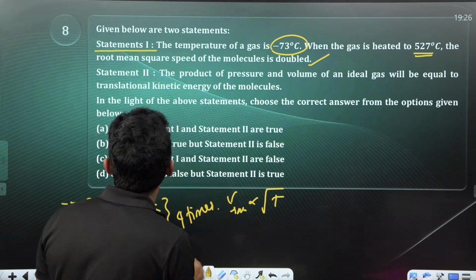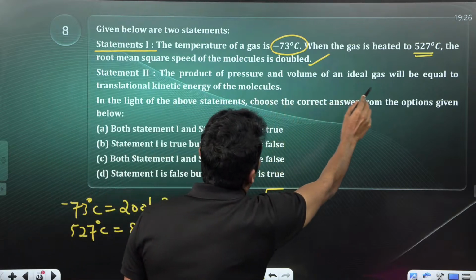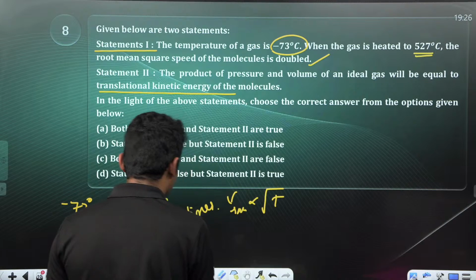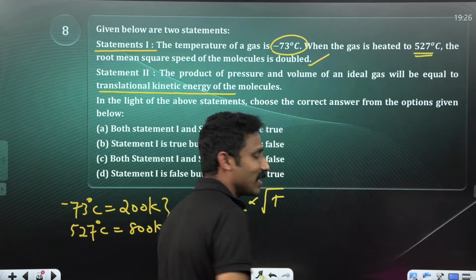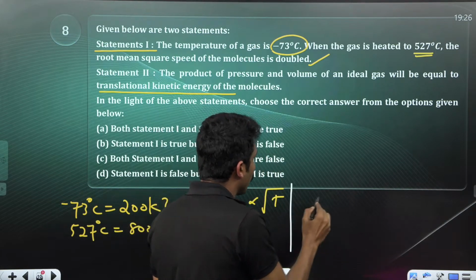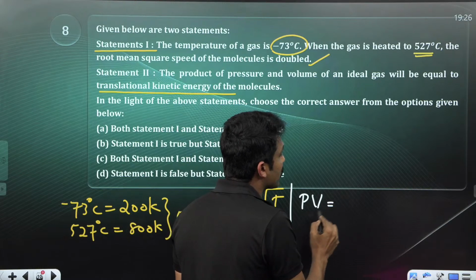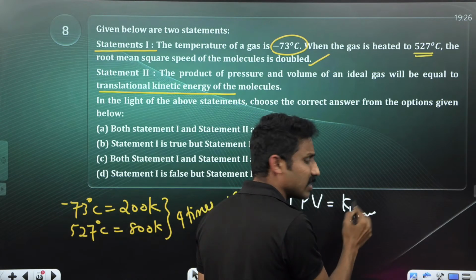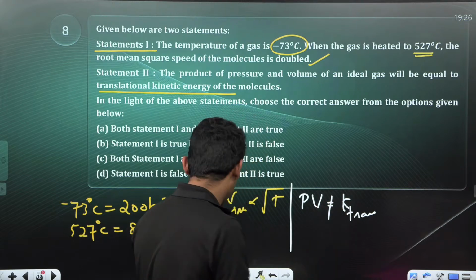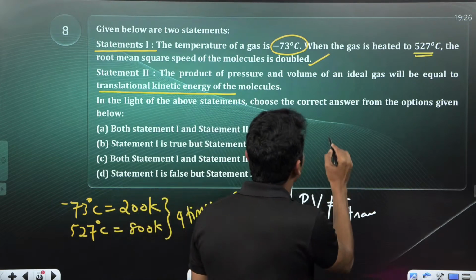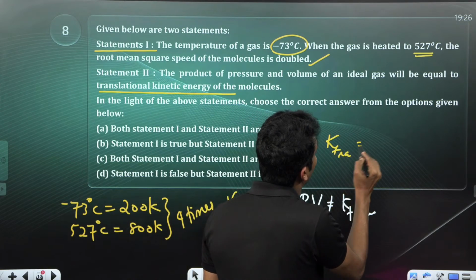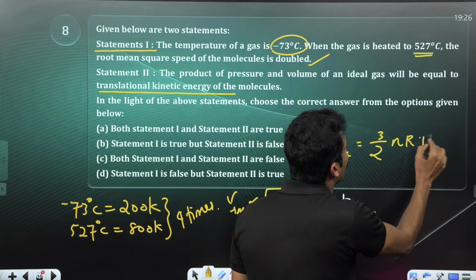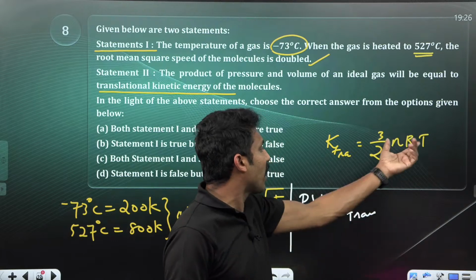Now statement 2. The product of pressure and volume of an ideal gas will be equal to translational kinetic energy of the molecule. Is that correct, students? The product of pressure and volume is K trans. It is incorrect. Why? We know the translational kinetic energy K trans is equal to 3 by 2 into nRT in the case of a gas molecule. And this nRT is PV.